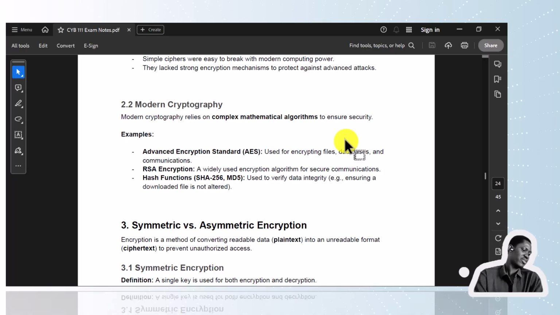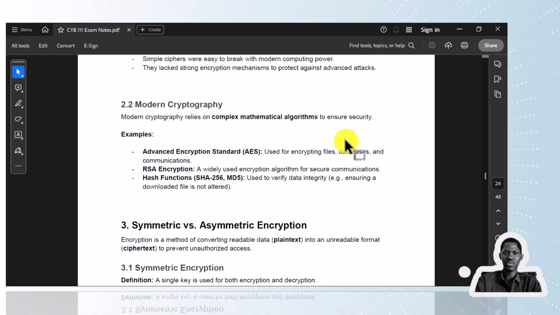So it's the world of computers. Nothing is entirely safe in the real sense of it. But the encryption standards that we have now are a lot more difficult, almost impossible to break.